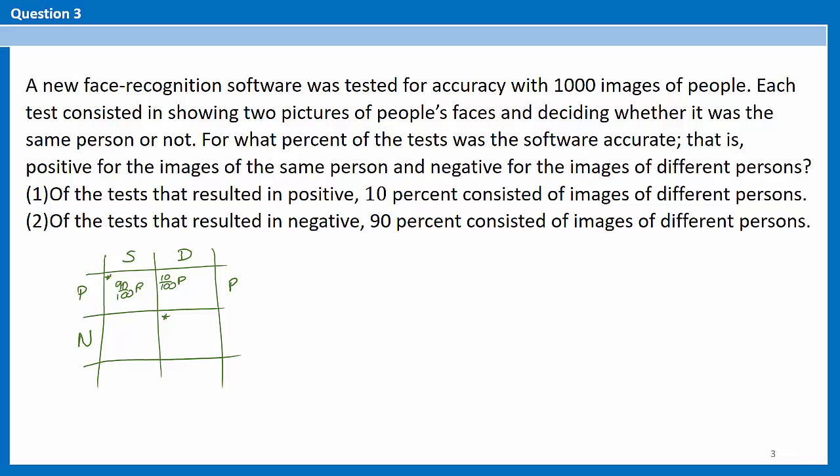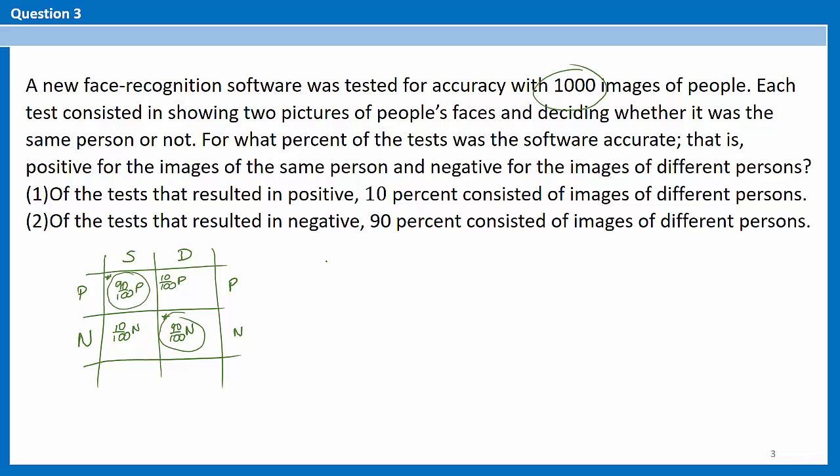Now, statement number 2 says, of the tests that resulted in negative, 90% consisted of images of different persons. So again, of negative, of N, 90% consisted of images of different persons, that is here. 90% of N and 10% of N. Now, each statement alone is not sufficient because each one is giving you one piece of what they're asking you.